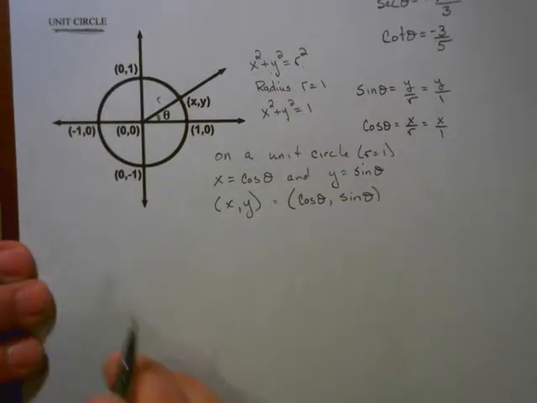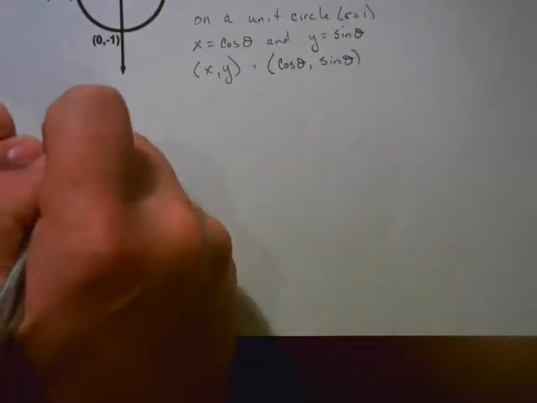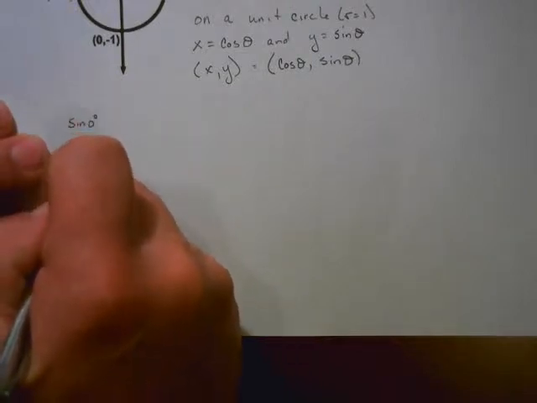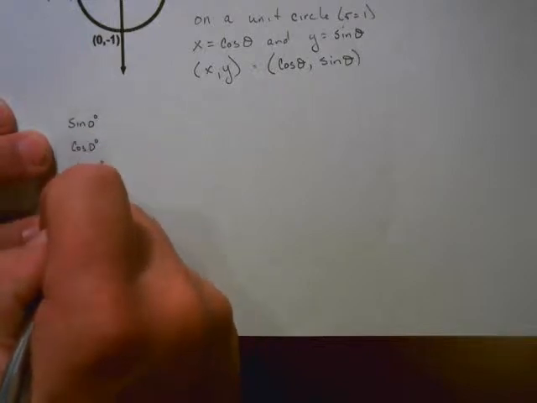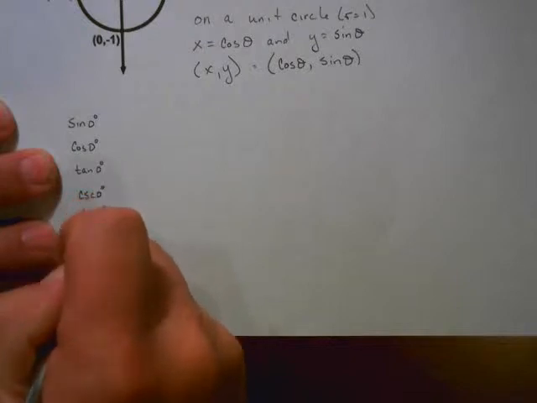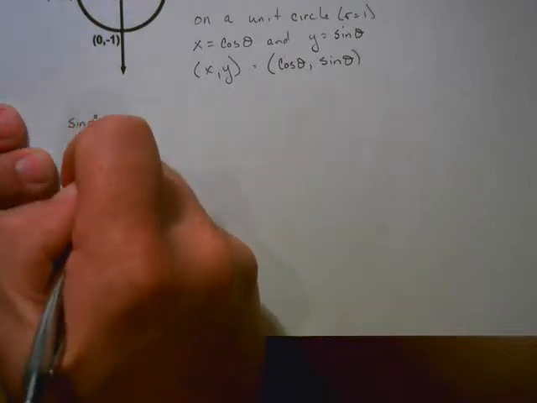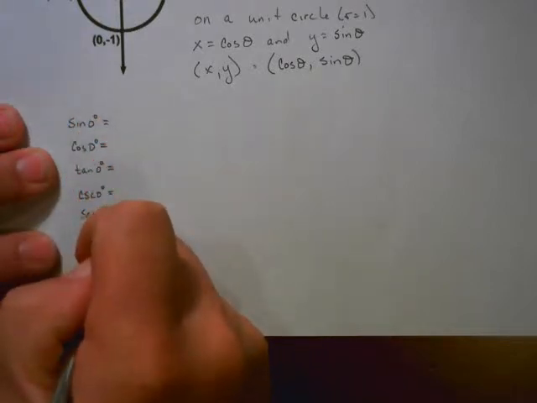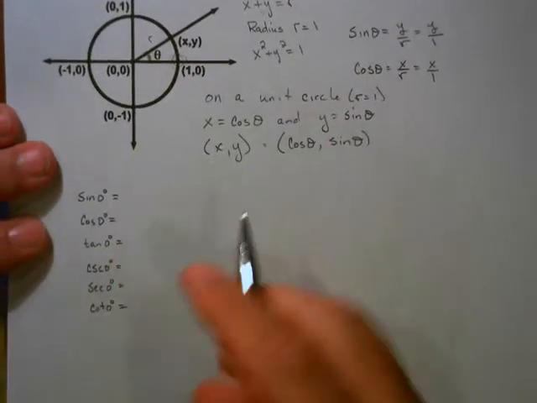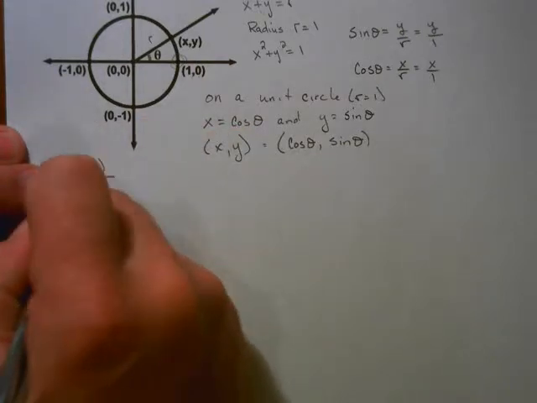So if we're looking for the sine of 0 degrees, cosine 0 degrees, tan 0 degrees, cosecant 0 degrees, secant 0 degrees, and cotangent 0 degrees, then what we're going to use is our unit circle. 0 degrees corresponds to this point right here. So it's going to be 1, 0 is our point.